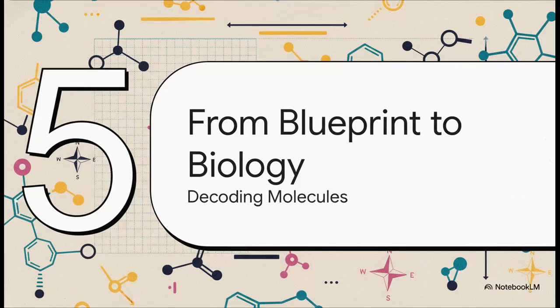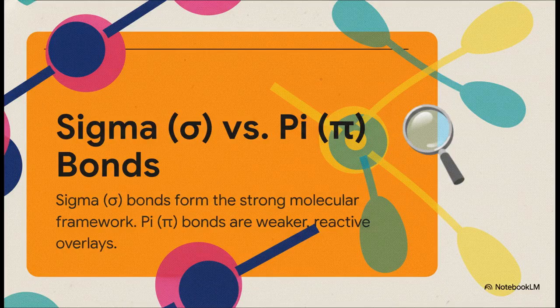Okay, so we've got the toolkit, we understand how hybridization works. Now for the fun part. Let's put this knowledge to work and see how these simple rules actually build a real molecule. It's time to learn how to read the blueprints of life itself. To do that, we need to get two more terms down, sigma and pi bonds.